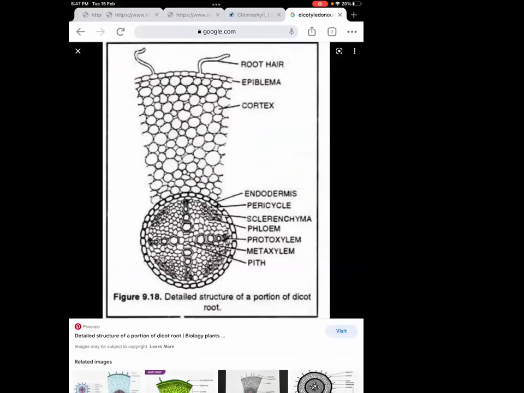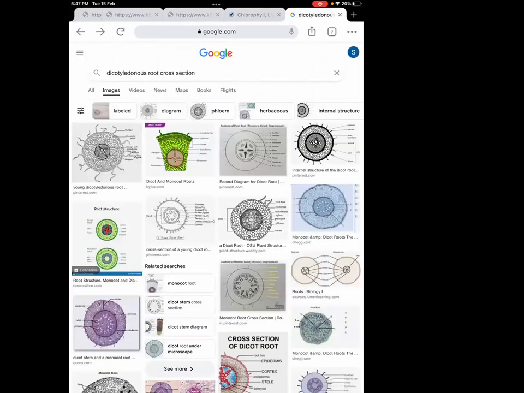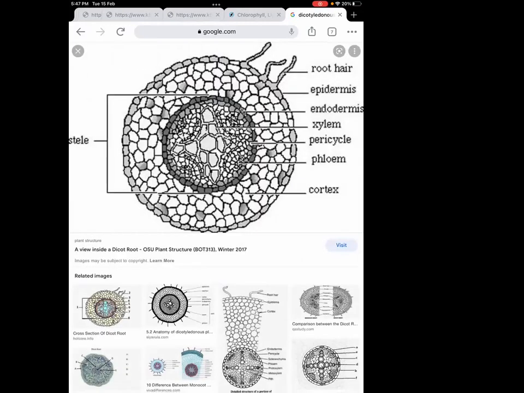This also has a pith, right? It's in the middle. Yeah, there is a pith in the middle, apparently. You can see that there's not always a pith. You need to really see the diagram properly. How is it drawn?